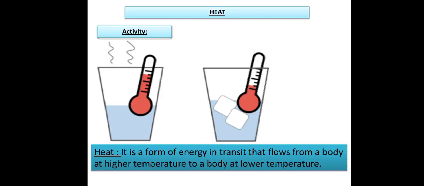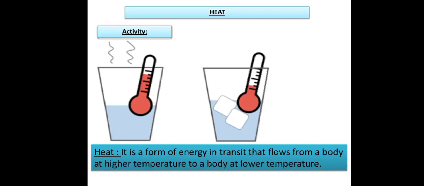To understand heat, let us discuss an activity. Take two glass tumblers and fill one of them with hot water, the other one with cold water. Take two thermometers, place one in hot water, the other one in cold water, and observe over a span of time.